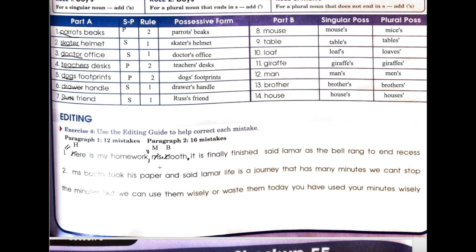Oh, I thought we actually have to get rid of this quotation mark. It wasn't the end of the quotation. Let me undo that. Okay, let me fix that. Let's put quotation marks around what is actually being said. Here is my homework, Miss Booth. It is finally finished. That's where we need the quotation marks. So here's my homework, comma, Miss Booth. We're directly addressing Miss Booth, so we have to have commas right there.